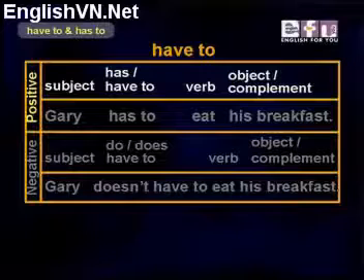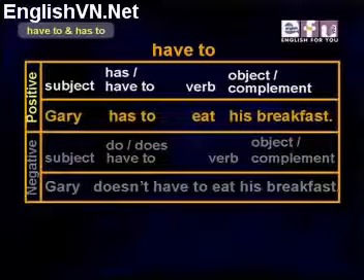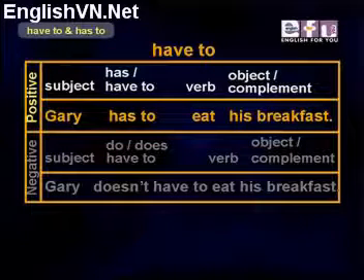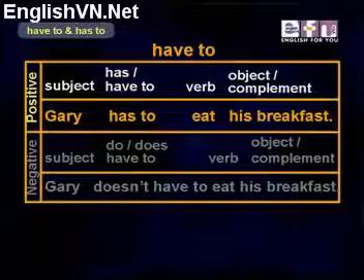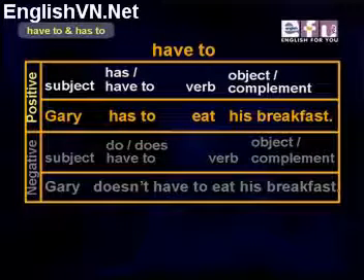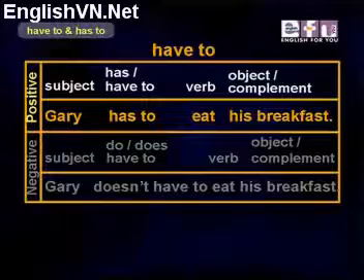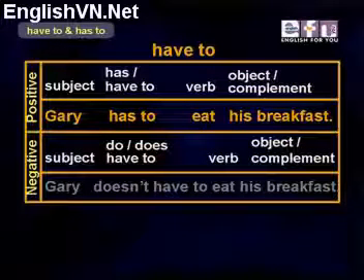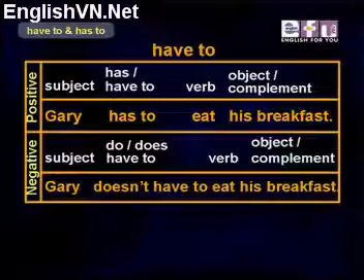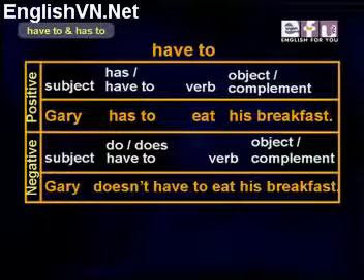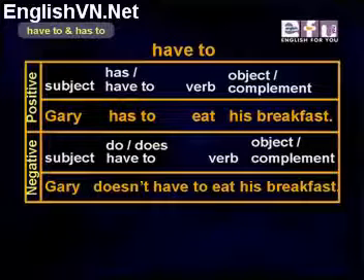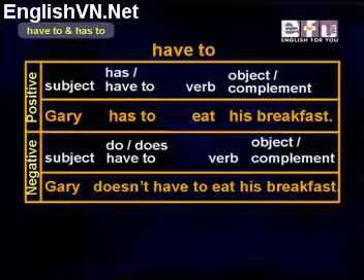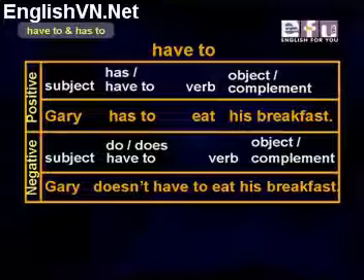Now look at the chart for have to. We could start with the positive form. Gary has to eat his breakfast. First the subject, then has or have to, and then the verb, and the object or complement. In the negative form, we can say, Gary doesn't have to eat his breakfast. Subject, and then don't have to or doesn't have to, and then your verb, and then your object or complement.